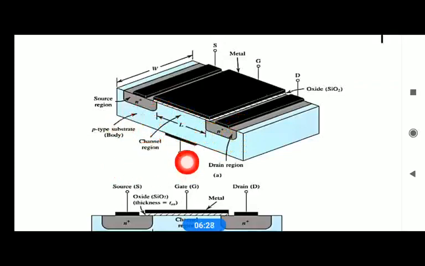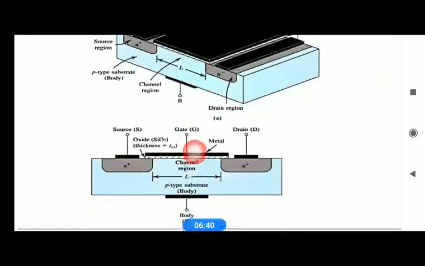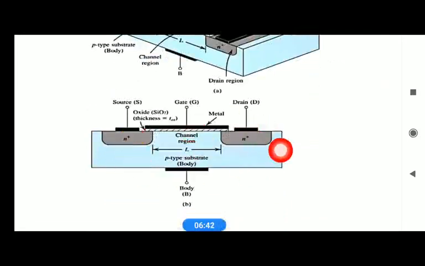To take a body terminal, we form one more metal on the P substrate. Downside you can see, through that we take the body terminal. If you see the side view of this construction, it is like this, right? You studied the construction of this MOSFET, so I will not go into detail.